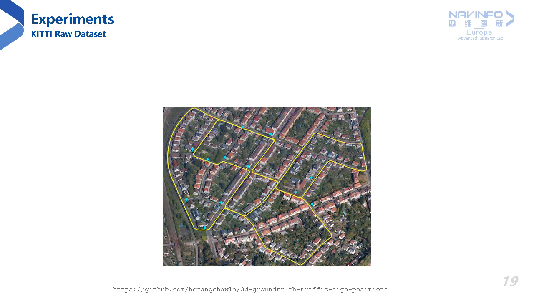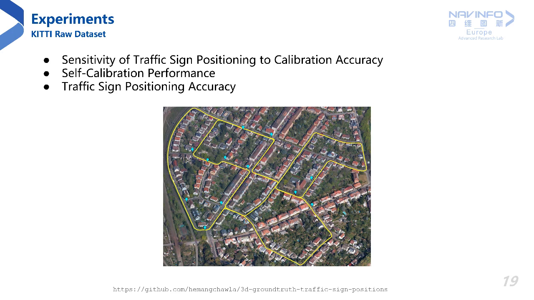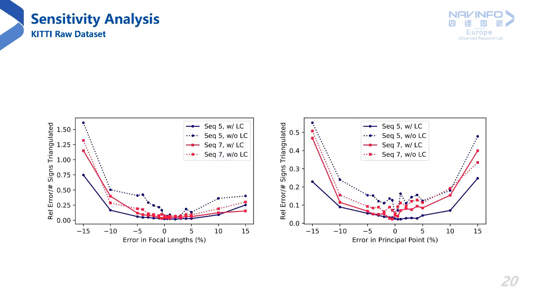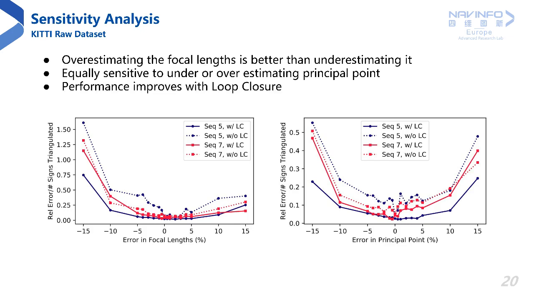To evaluate our proposed system of crowdsourced 3D traffic sign positioning with unknown cameras, we first study the sensitivity of the proposed system to the calibration accuracy. Thereafter, we note the calibration performance and show how this will lead to good accuracy of 3D positioning. All our experiments are performed on the traffic signs found in the KITTI raw dataset. We observe that the traffic sign positioning is more sensitive to underestimating the focal lengths. However, this is not the case for the principal point, for which the 3D positioning is equally sensitive to under or overestimating it. The 3D positioning performance also improves with loop closure. More number of loops, as in sequence 5, leads to higher improvement when compared with the improvement corresponding to sequence 7, which contains only a single loop.